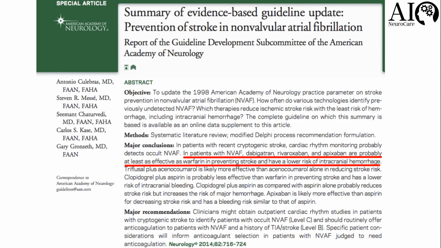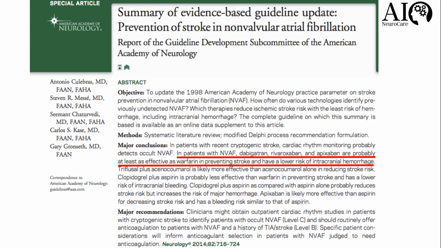So the AAN, American Academy of Neurology, came up with this evidence-based guideline for the prevention of stroke in non-valvular atrial fibrillation. This was back in 2014, and in patients with atrial fibrillation, as you can see, dabigatran, rivaroxaban, and apixaban are probably at least as effective as warfarin in preventing stroke and have a lower risk of intracranial hemorrhage. So clearly it wins, no questions, hands down. But there come caveats, and we'll come to that.